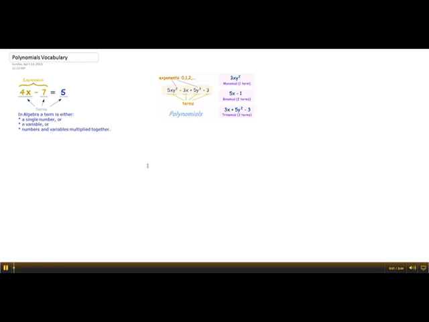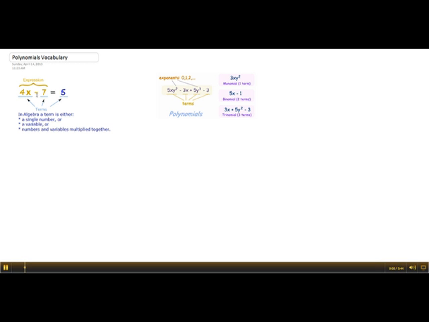Hi students, and we're going to take a look at polynomials and the vocabulary. So the first thing we're talking about are these individual terms. So terms in algebra, these are either a single number or a single variable or numbers and variables multiplied together. So for instance, this is an example of numbers and variables multiplied together, 4x.